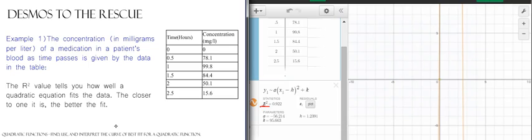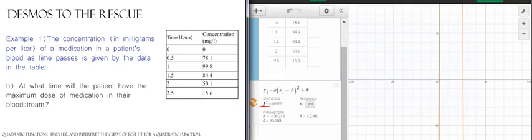All right, next question we're going to look at is using this to make predictions. So part B of this question asks, at what time will the patient have a maximum dose of medication in their bloodstream? So what I'm going to be looking for now is the maximum y value of this function. Well, I have two ways of doing that. The first way is to kind of cheat a little bit and use the graph on Desmos. Notice that we can't see all of this function here, so I have a nice cheat way of doing that.